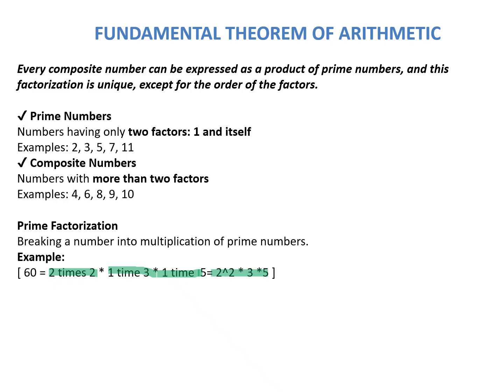This is what the fundamental theorem of arithmetic says. It says that a particular composite number can be expressed as a product of prime numbers. This is the concept of the fundamental theorem of arithmetic. With this, we'll move to the next slide and understand more details about it.